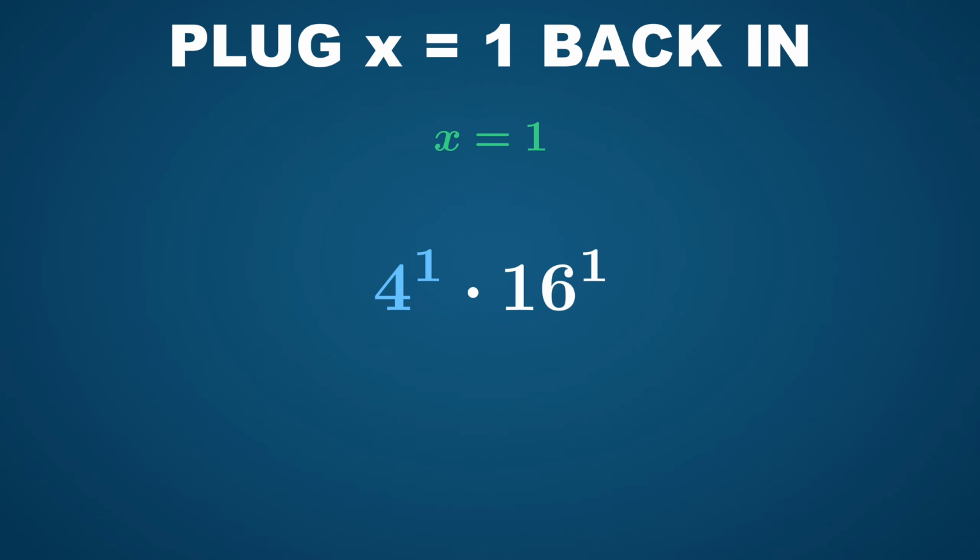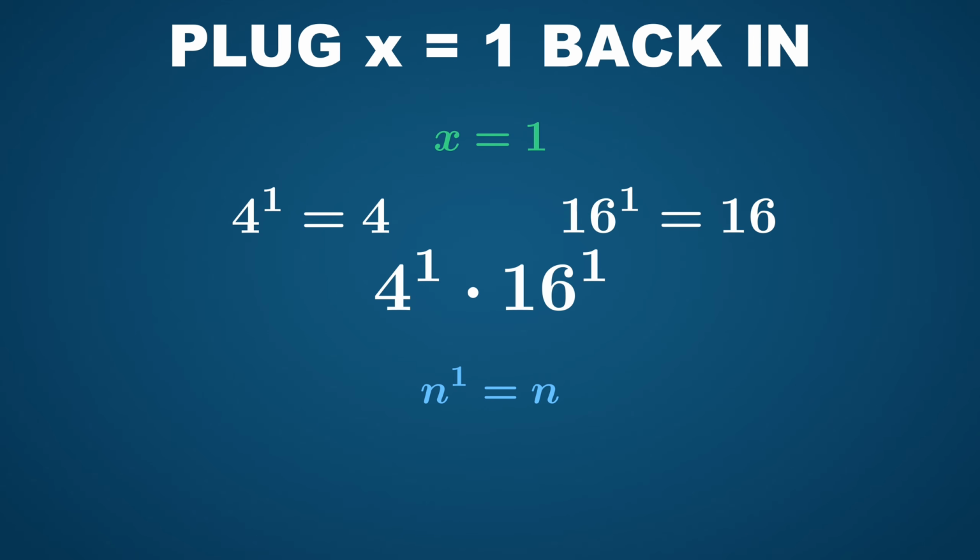The first term instantly becomes the number 4 raised to the first power. Any number raised to the power of 1 is just the number itself. So 4 to the first power remains exactly 4. The second term becomes 16 raised to the first power as well. Using the exact same exponent rule, 16 to the first is simply 16.